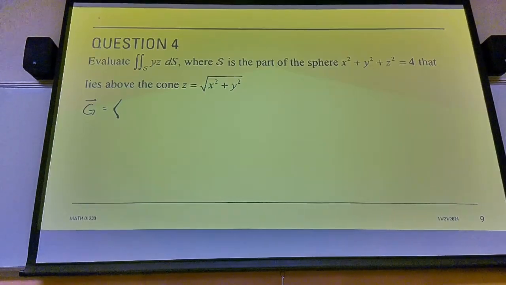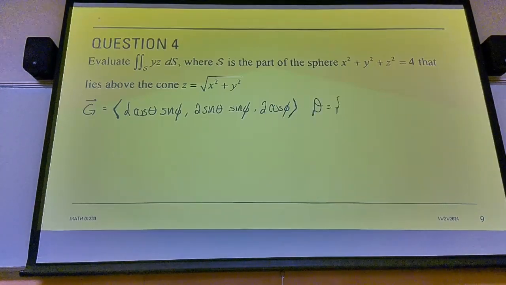Parameterize the surface. Well, it's the part of the surface of the sphere above a cone. So we're just going to use the parameterization for the sphere of radius 2. Right, because that's the surface we're looking at. Now for the domain.